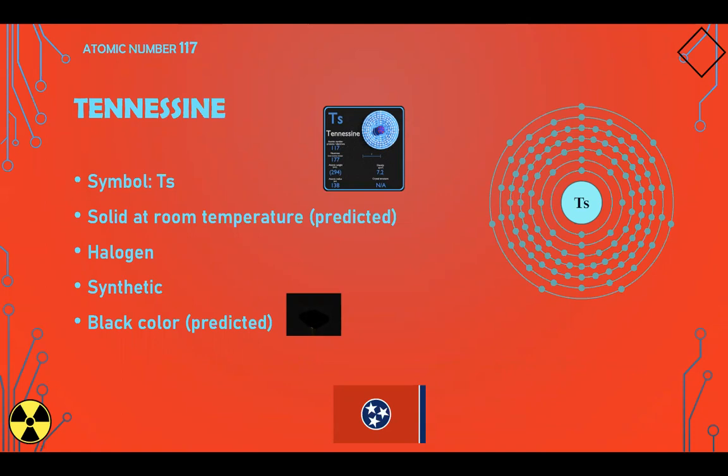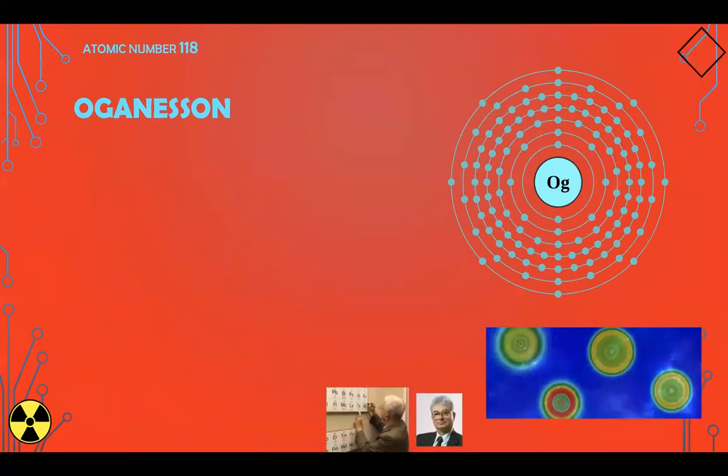As I said, the further down in the periodic table you go, the darker the halogens get. Tennessine's atoms are very few. Only a few atoms are made. And it's named after Tennessee, which is located in the USA.